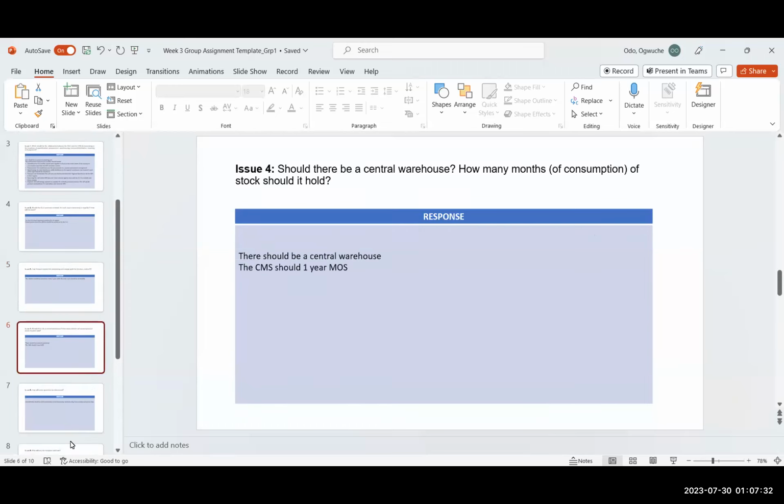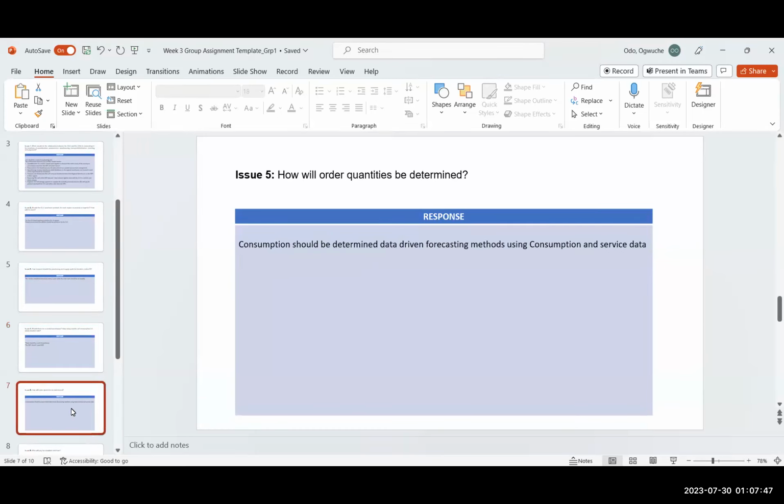Then the 4th one says, should there be a central warehouse? How many months of consumption should it hold? So yes, we are agreeing that there should be a central warehouse, and that the CMS should hold at least 1 year of stock. The 5th one says, how will other quantities be determined? We said other quantities should be determined using data-driven forecasting methods.